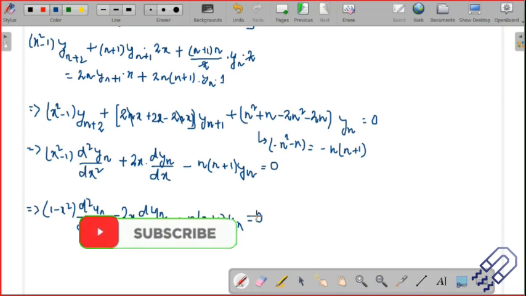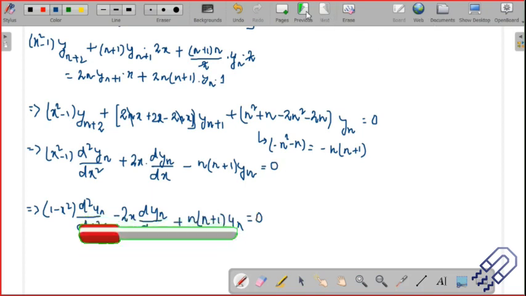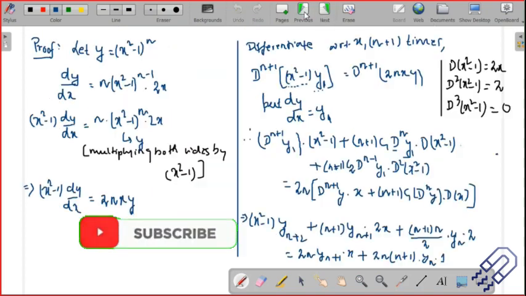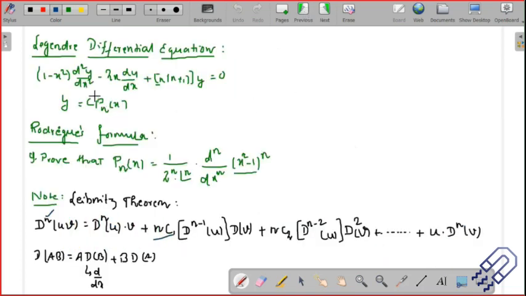Okay, let's just have a look at this. Let me just go back to the previous section. Check this: minus of 2x dy dx plus n into n plus 1 into y is equal to 0. So that means this is actually a Legendre differential equation if we differentiate it and use the Leibniz theorem. The solution to such an equation is this, so we are going to use this solution and find out the form. That is what we are doing till now, so we should not lose that track.